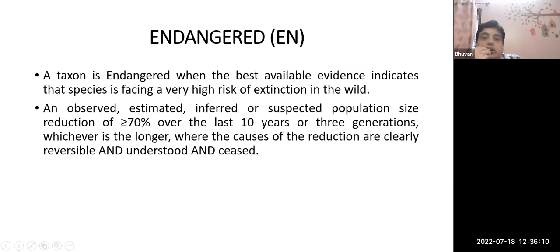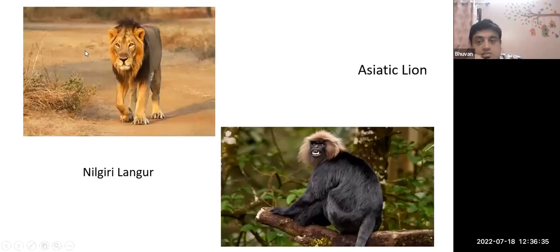Now, the next category is endangered. In endangered, there is also a very high risk of extinction in the wild, and the population has reduced by 70% or more in the last 10 years. So this is the basic criteria for classifying any species in the endangered list. If you see the examples from India, these are some of the animals which are endangered.